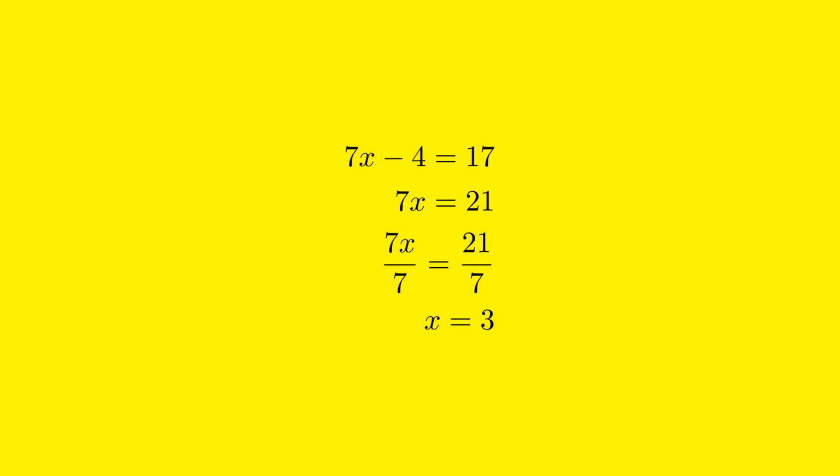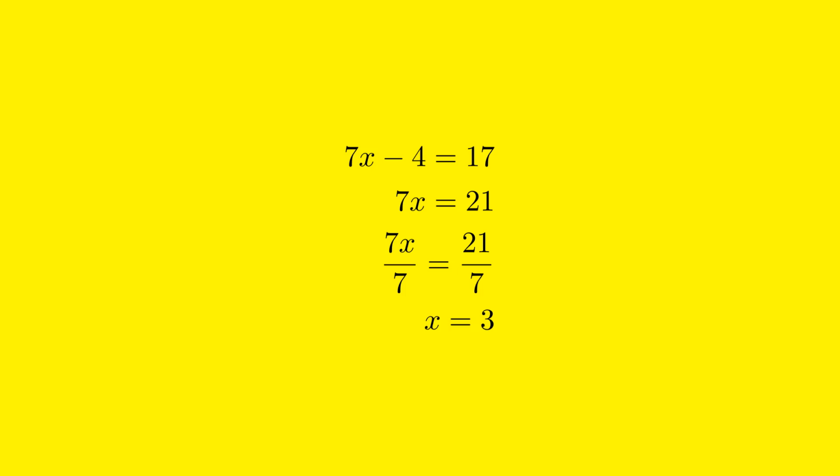Step 2. Now that the equation is simplified to 7 times x equals 21, the next step is to isolate the variable x completely. This means we need to get x by itself on one side of the equation, with no other numbers attached to it. In the equation 7 times x equals 21, the number 7 is being multiplied by the variable x. To undo this multiplication, we do the opposite operation, which is division. So, we divide both sides of the equation by 7 to keep the equation balanced.